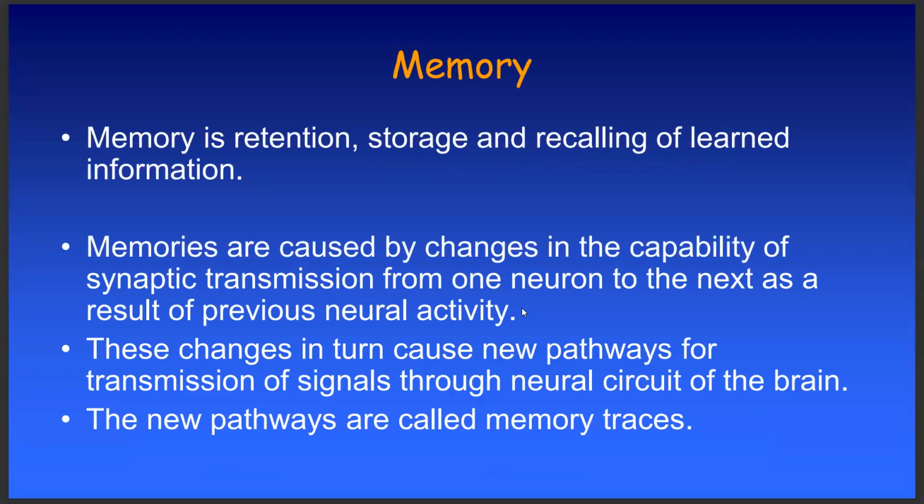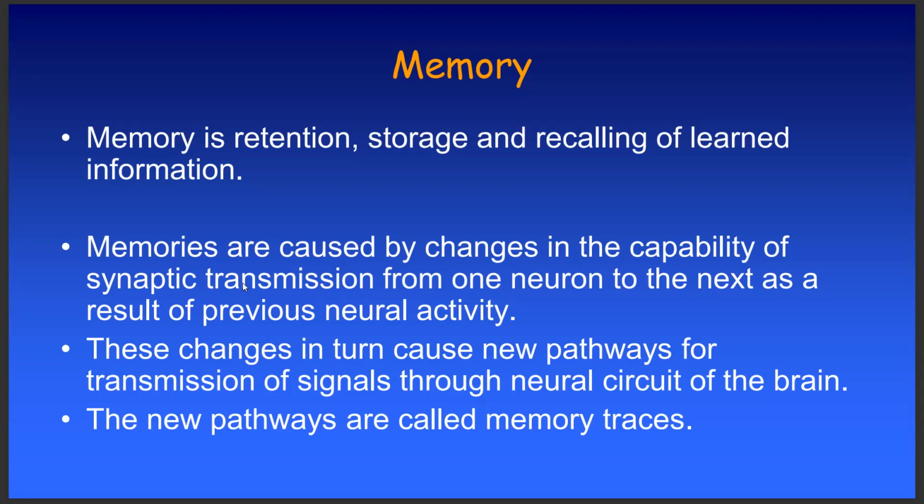So what is memory? If we go for the definition of memory, memory is retention, storage, and recalling of learned information. Some information which is already stored in our brain, and then we recall it. That is called memory. But if we are unable to recall our previously stored past experiences and information, then that will be called loss of memory. Memories are caused by changes in the capability of synaptic transmission.